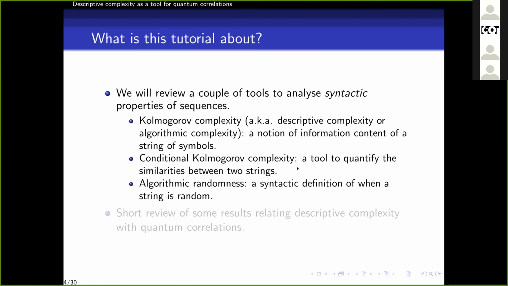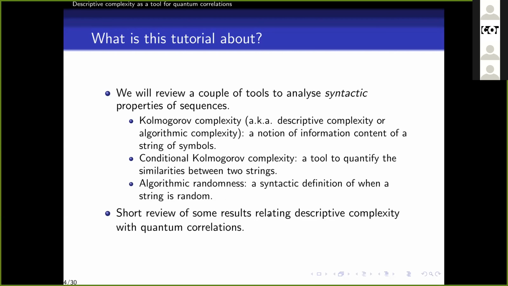Then I will tell you a bit about conditional Kolmogorov complexity, which is a tool to quantify similarities between different strings. And then I will tell you a little bit about algorithmic randomness, which is a notion of randomness which is purely syntactic. It takes a string of symbols and it says this string is random or it's not. So it doesn't care about whether you could have obtained different results or anything like that. It just looks at the string and says this is random, this is not.